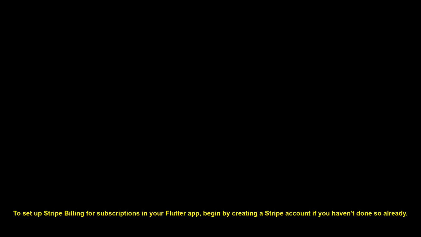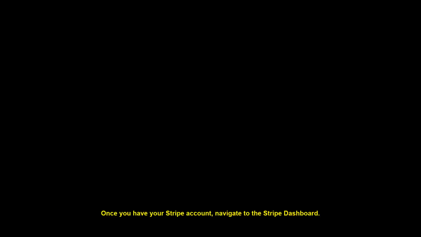To set up Stripe billing for subscriptions in your Flutter app, begin by creating a Stripe account if you haven't done so already. Once you have your Stripe account, navigate to the Stripe dashboard. In the dashboard, locate the Developers section in the sidebar. Click on API keys to find your publishable key and secret key.